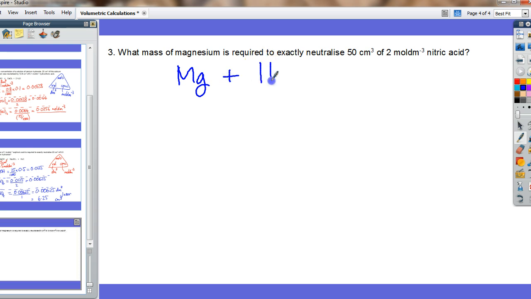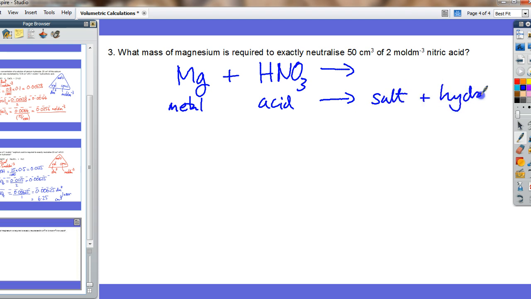Now usually in these questions they would give you the equation, but I thought for the final question we would work out actually the products that were formed. So here you've got a metal and here you've got an acid, and hopefully you should remember that a metal plus an acid gives salt and hydrogen gas. Now hydrogen gas is H2.